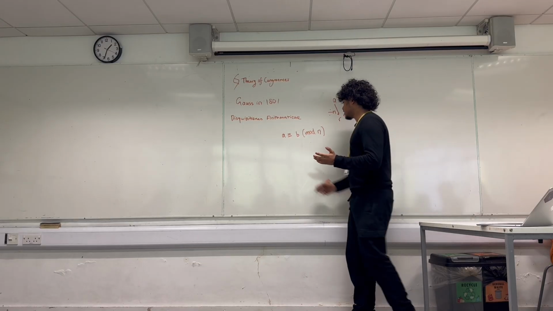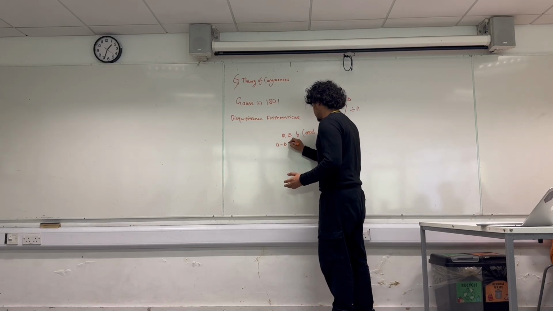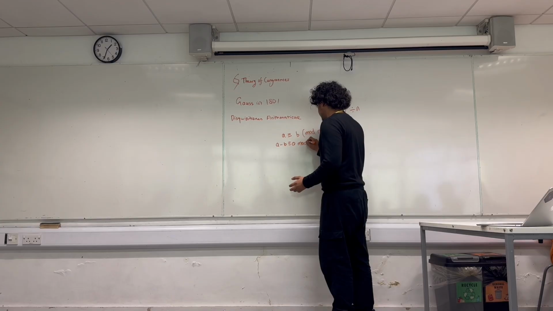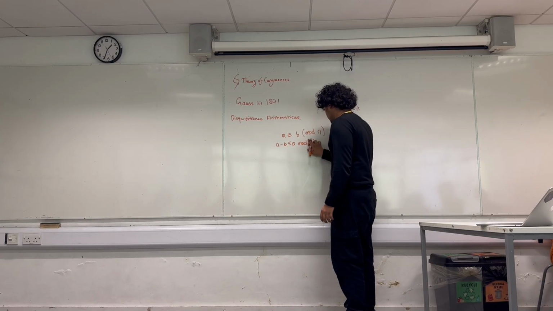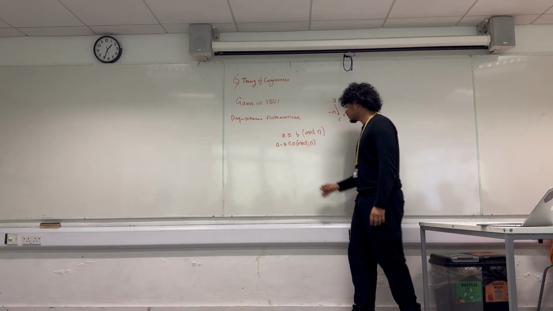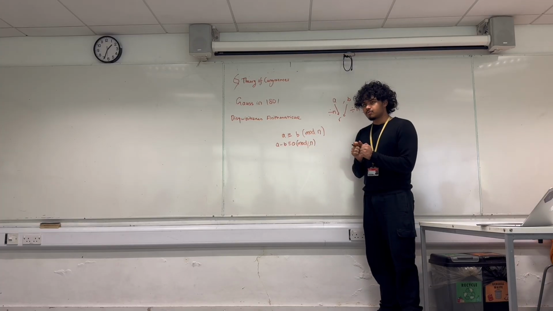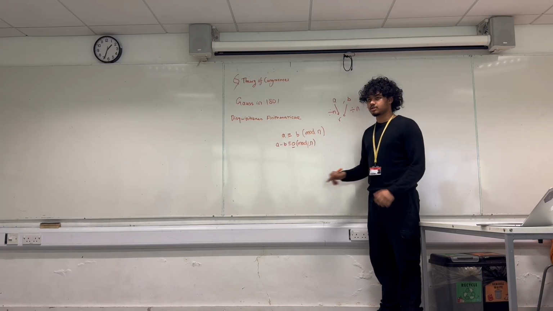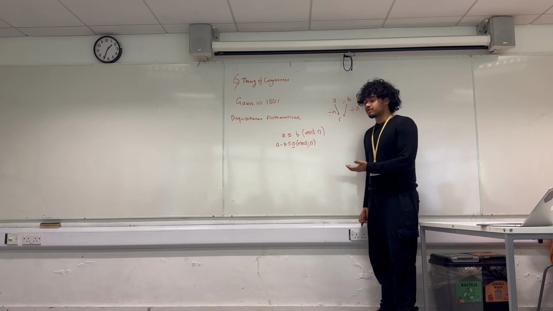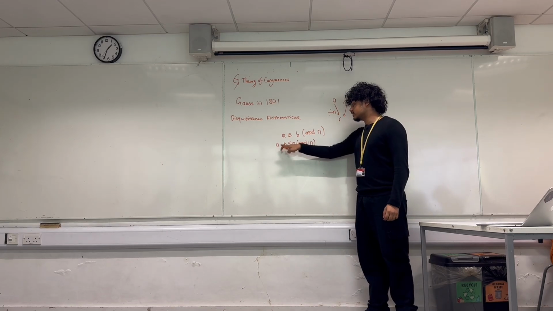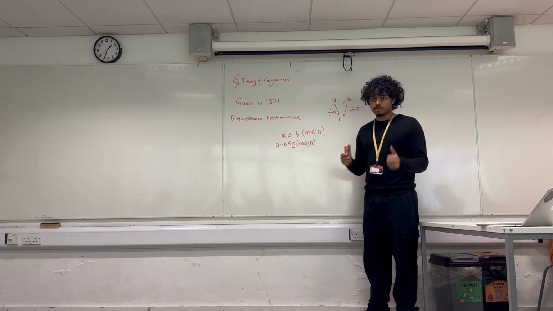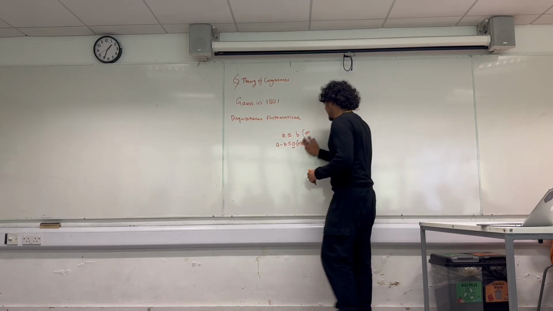You can also manipulate it to be A minus B is congruent to 0 mod n, and the bracket should be around the entire thing. If something is congruent to 0 mod n, that means we know that it's divisible because it has no remainder. So another interpretation of this is that n divides the difference of A and B. Is that okay? Right, nice.